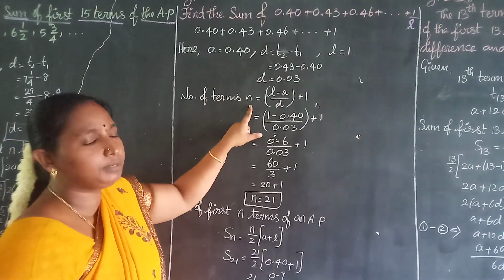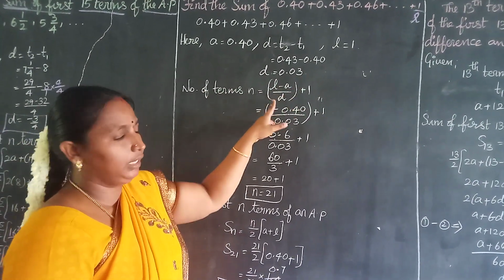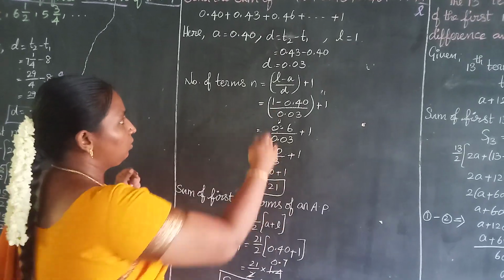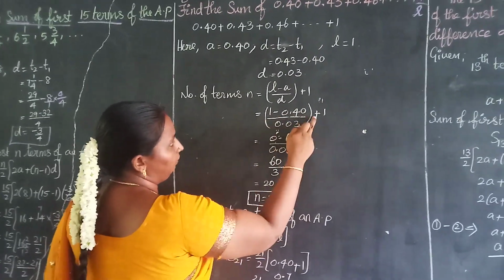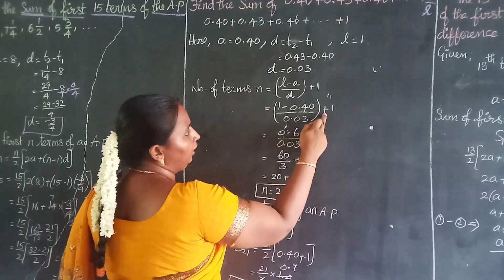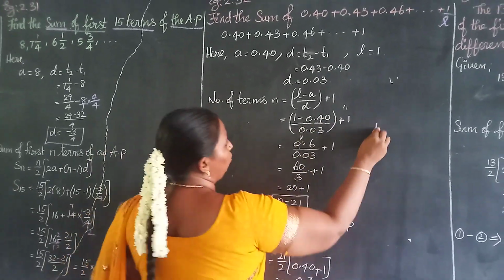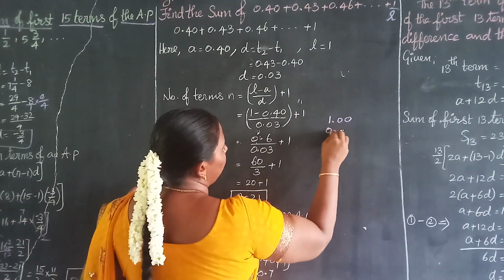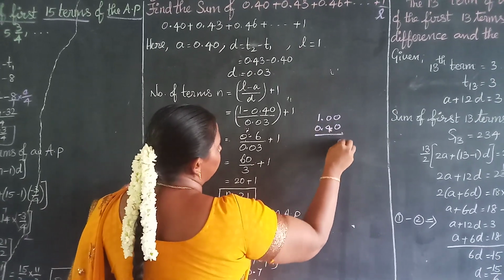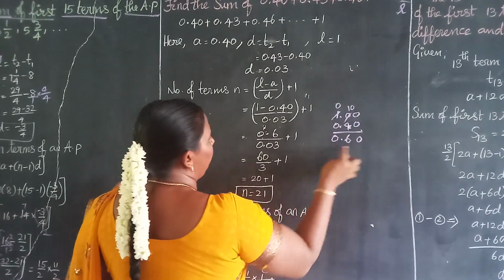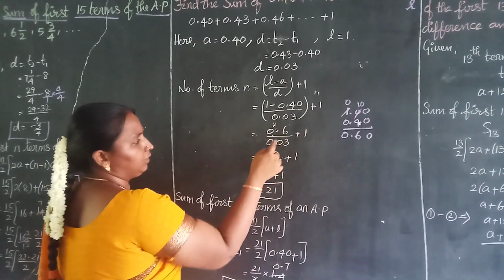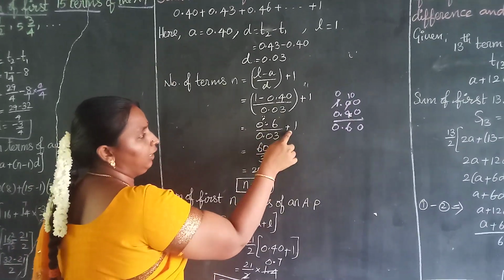So number of terms n. Formula is L minus A by D plus 1. So L means 1 minus 0.40 divided by 0.03 plus 1. Subtract these two, 1 minus 0.40, so we'll get 0.60. So 0.6 divided by 0.03 plus 1.